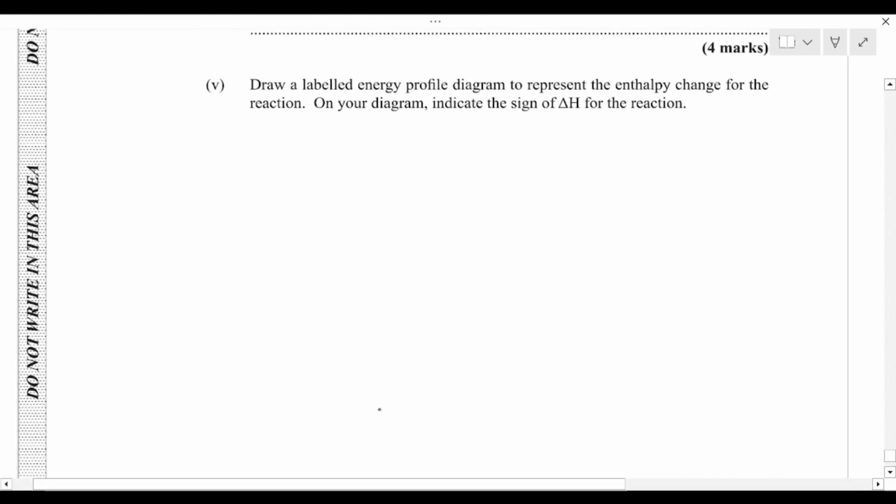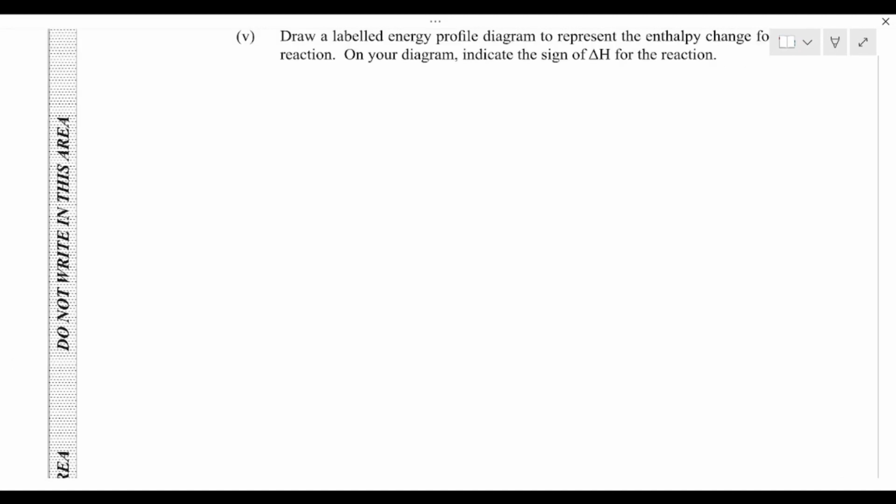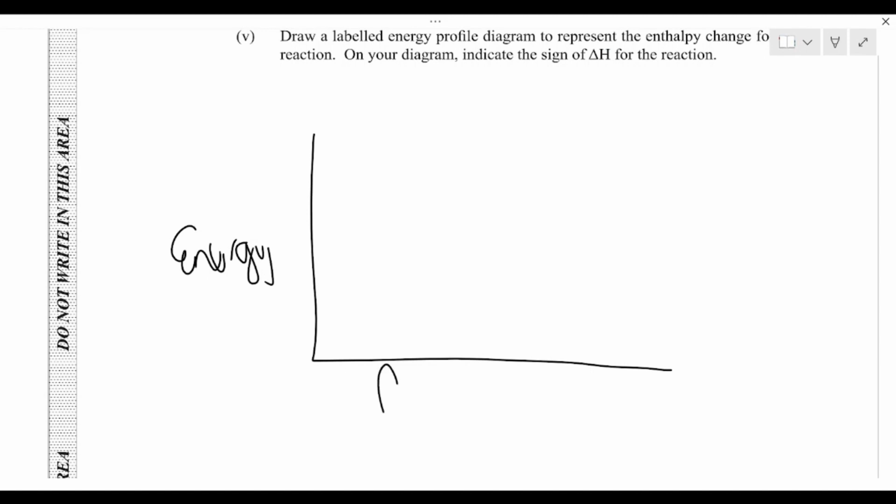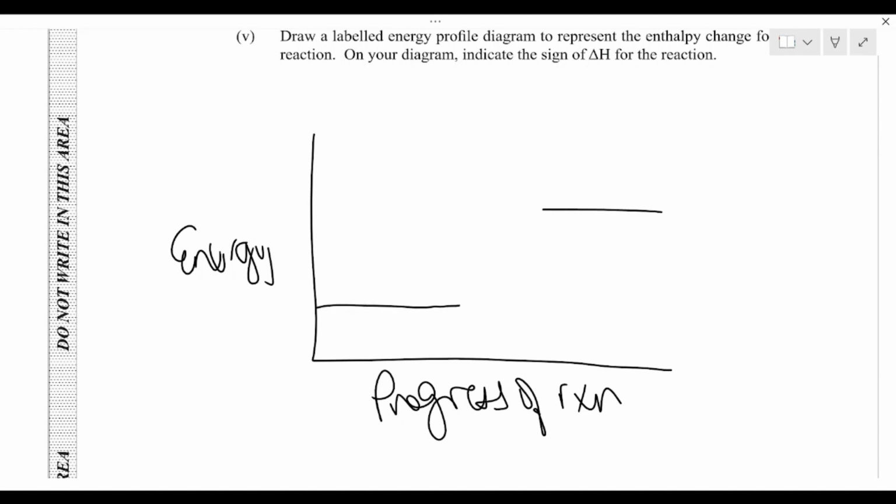And finally, draw a labeled energy profile diagram to represent the enthalpy change for the reaction. On your diagram, indicate the sign of delta H for the reaction. So let's draw up our axes for this question. Here we're going to have the energy content or the enthalpy, and here we're going to have, well, let me say the progress of the reaction. And it is an endothermic reaction, so we know the enthalpy of our reactants is going to be less than the enthalpy of the products.